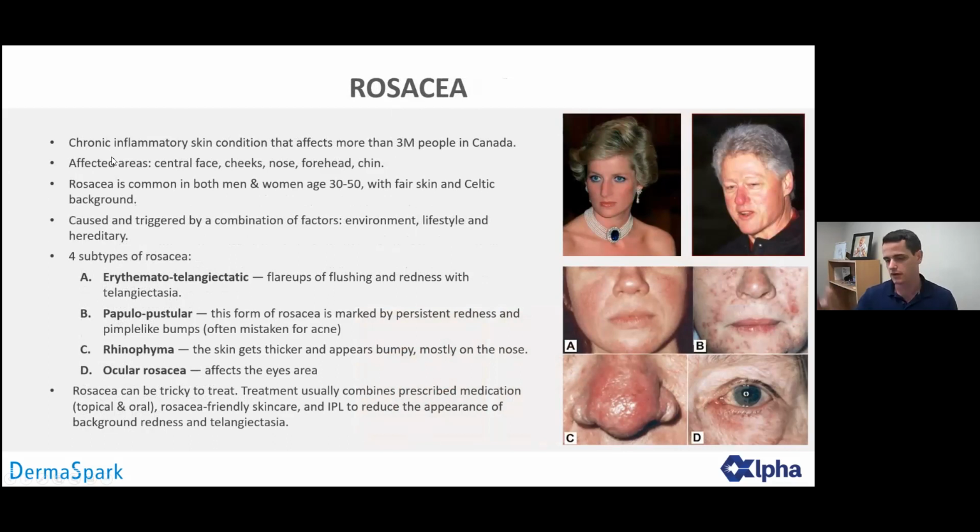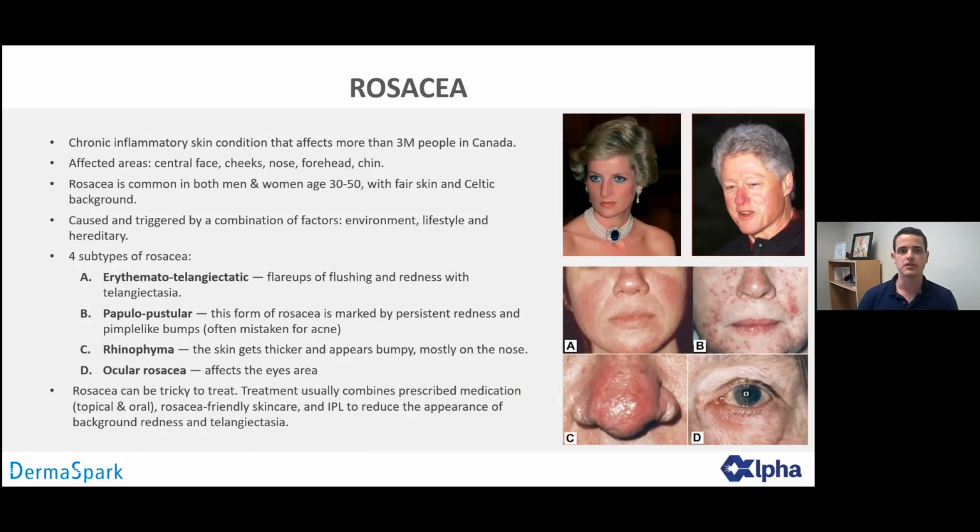Rosacea or couperose skin. This is a chronic inflammatory condition of the skin that affects many people, more than 3 million people in Canada and more than 20 million people in the States. So if you don't have rosacea, you probably know someone that does have it. This is a condition that usually affects the central part of the face, the cheeks, the nose, and the forehead and the chin, mainly the facial areas.